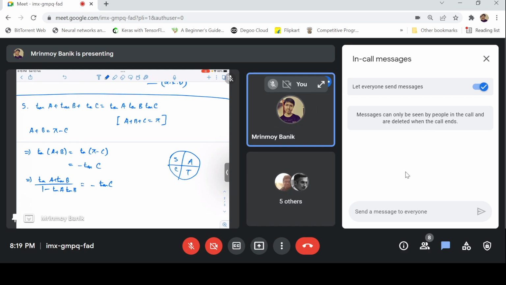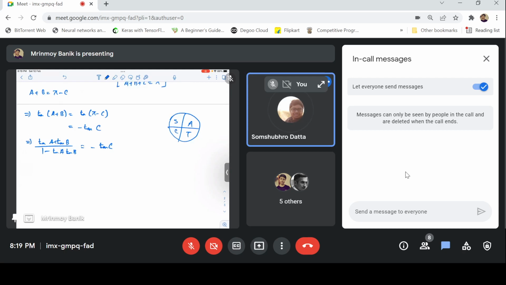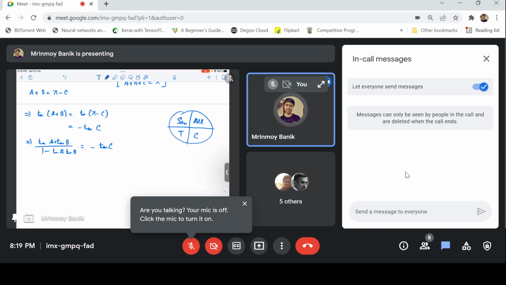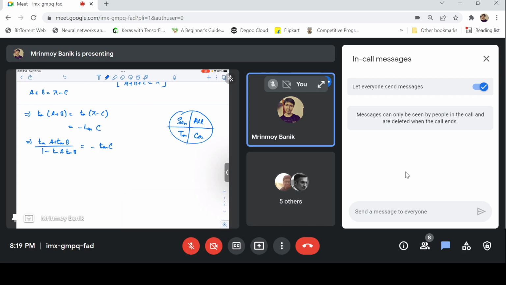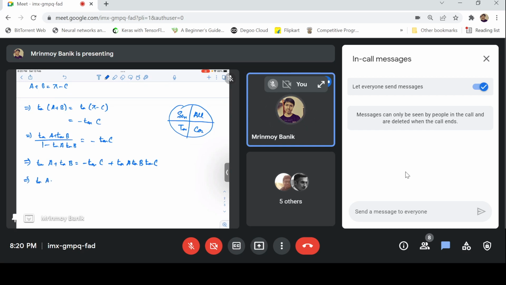So, though it doesn't matter, shouldn't it be ASTC instead of ASCT? Sorry, I wrote it wrong twice, I guess. So this A stands for all, this is sine, this is tan, and this is cos. And that proves our identity.